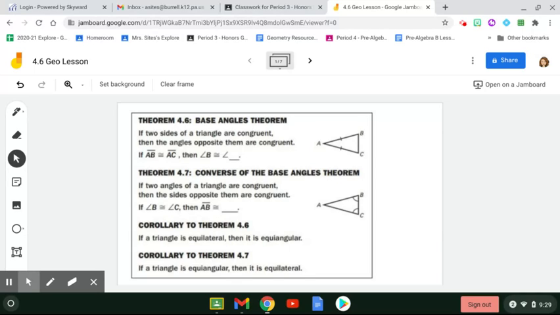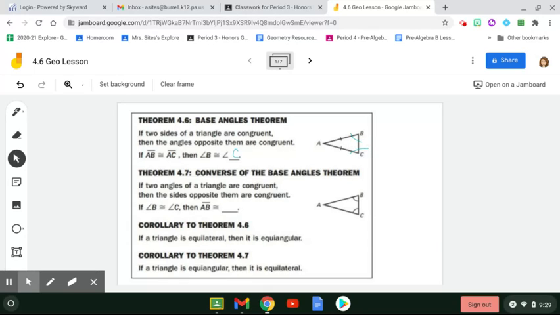And what this says is if two sides of a triangle are congruent, then the angles opposite them are congruent. So for example, if side length AB is congruent to side length AC, then angle B is congruent to angle C. And then we can also say the converse of that as well.